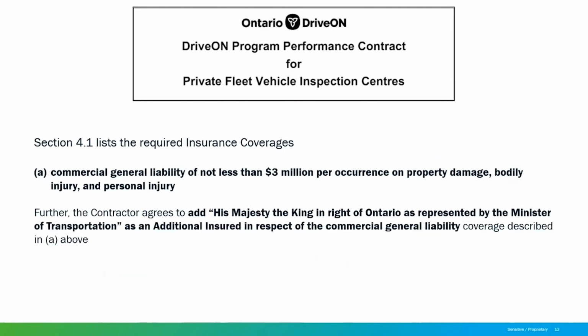If you only perform safety inspections for your registered business fleet vehicles, please review the insurance requirements listed in the performance contract for fleet vehicle inspection centers. Section 4.1 of the performance contract lists the required insurance coverages. Note that if you are a fleet station and also perform inspections to the general public or other fleets, you would be registering as a public VIC and therefore obtain insurance coverages listed in the public performance contract. Again, copies of the performance contracts can be found on the enrollment information page on the portal.